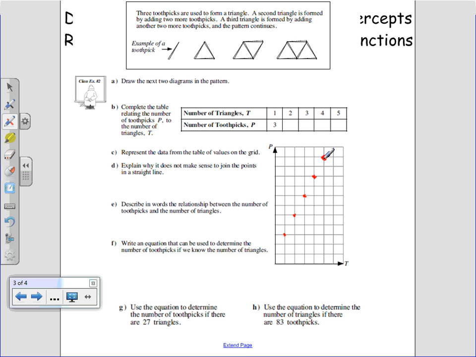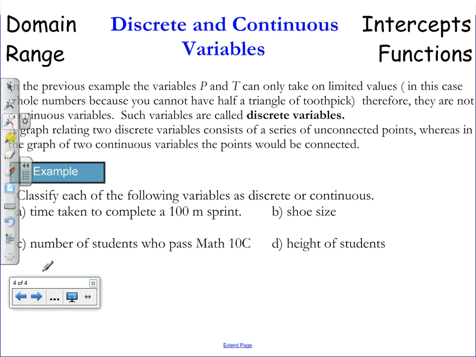Final question. This is talking about continuous and discrete.